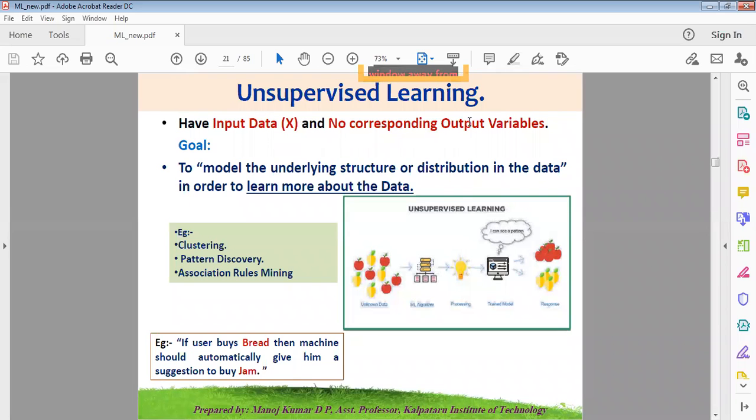So input is there, but no output variables. But you have to model the underlying structure or distribution in the data in order to learn more about the data. So here also unknown data, ML, processing, train. Here will be the response. So here all the input will be there, but no corresponding output. So only input. That we call unsupervised learning. If a user buys bread, then the machine should automatically suggest he buy jam. Okay, so that is unsupervised.